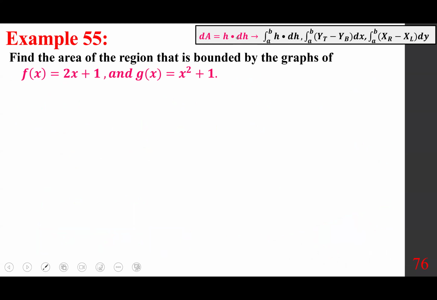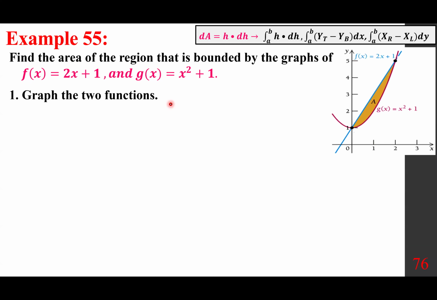All right, we want to find the area of the region that is bounded by the graphs of f of x equals 2x plus 1, which is a line, and g of x, which is x squared plus 1, which is, again, a parabola. You know y equals x squared and then moves up by 1. So you're going to graph them, and I'm going to assume that you have no problem graphing the two functions. One of them is a parabola, one of them is a line.